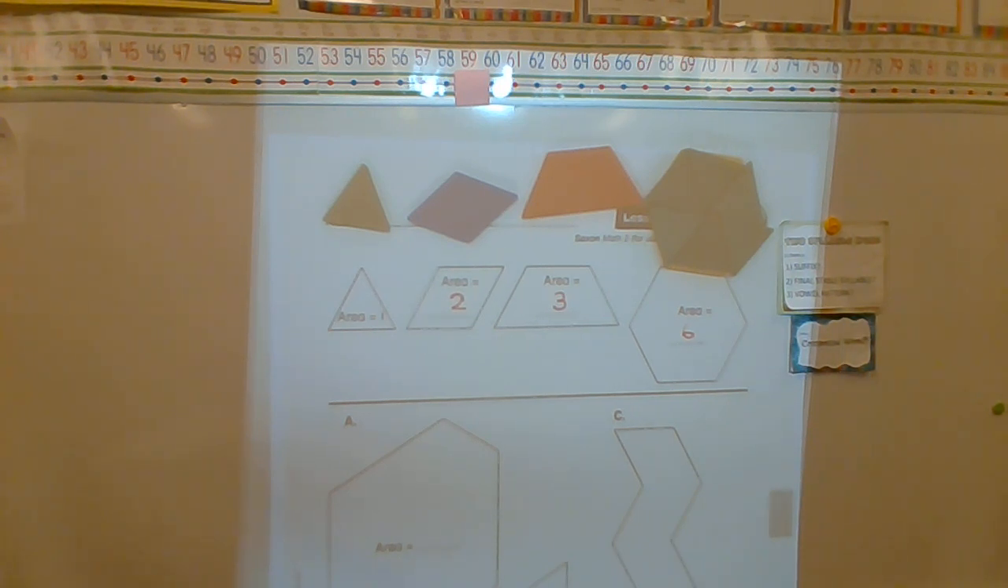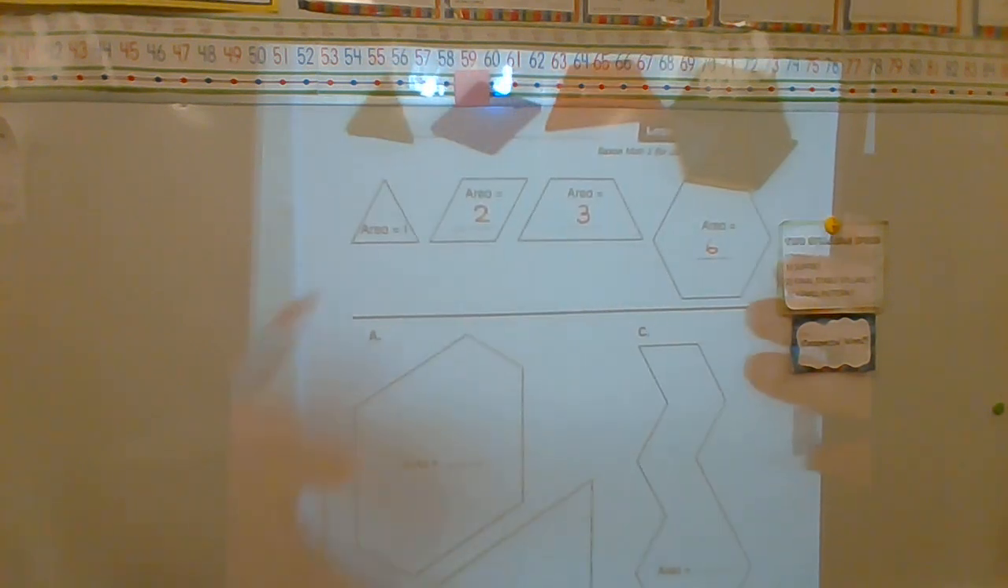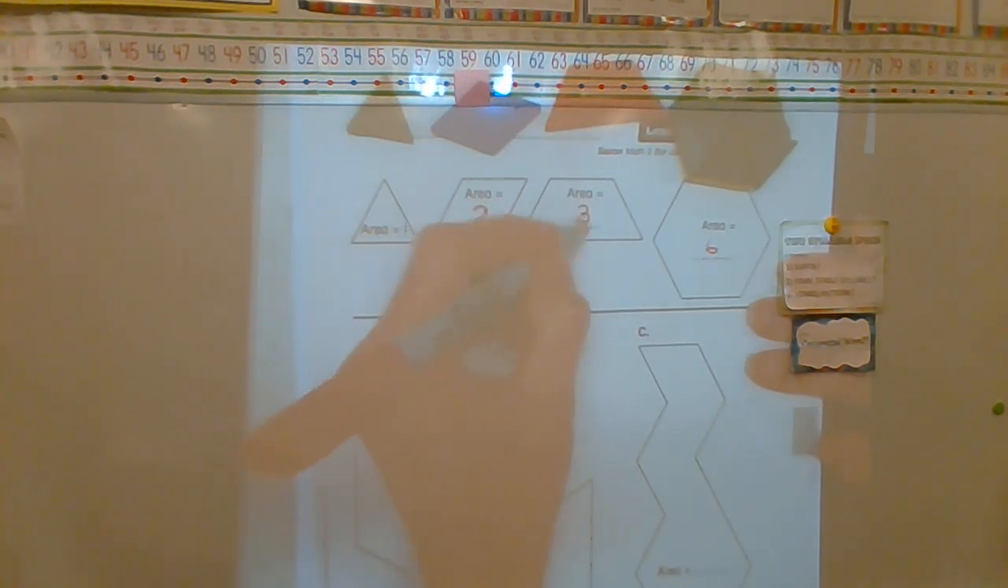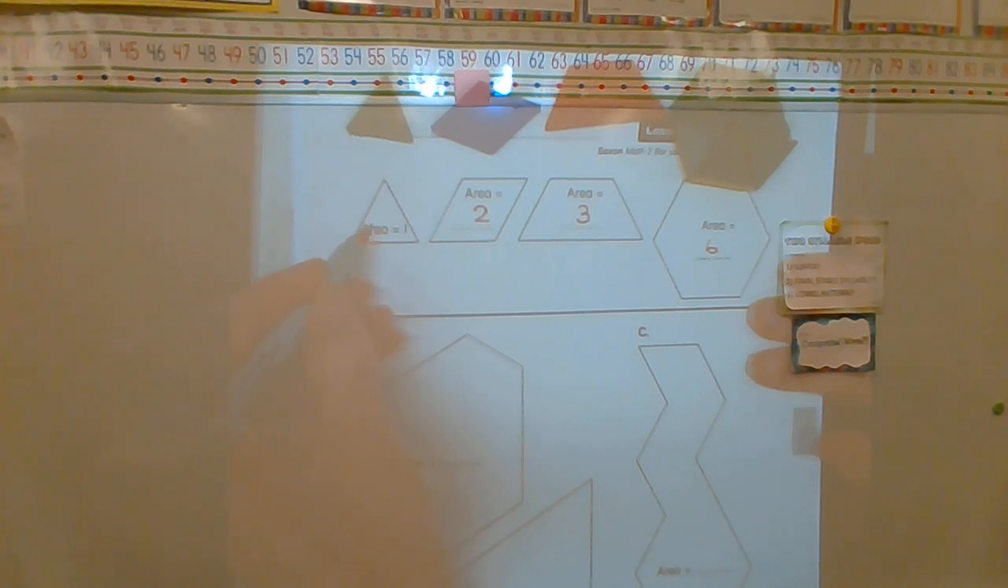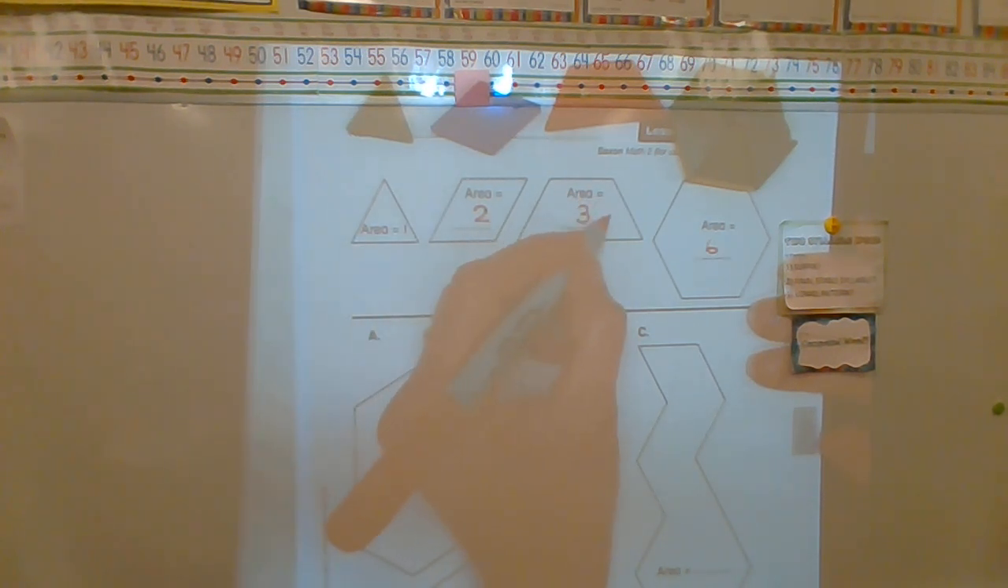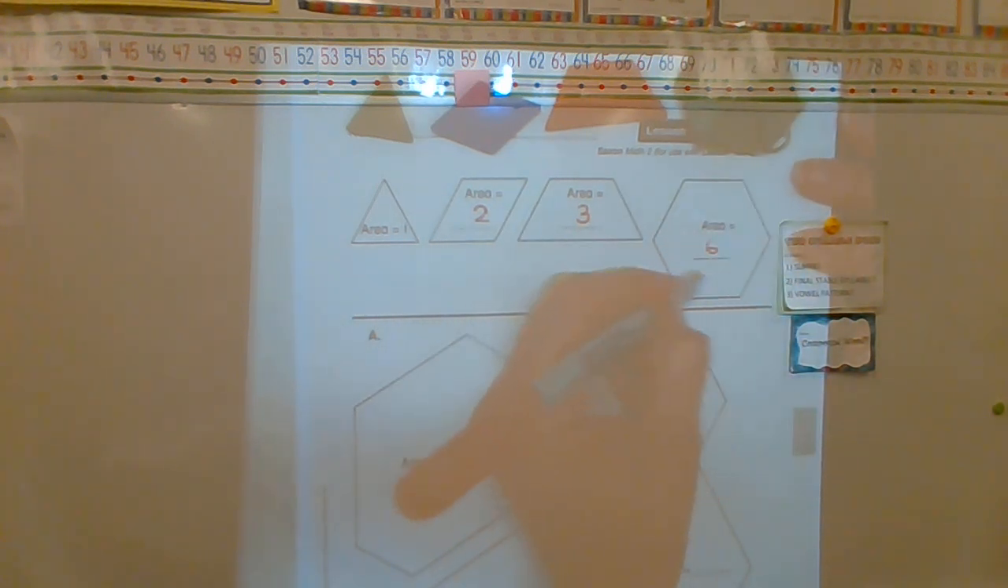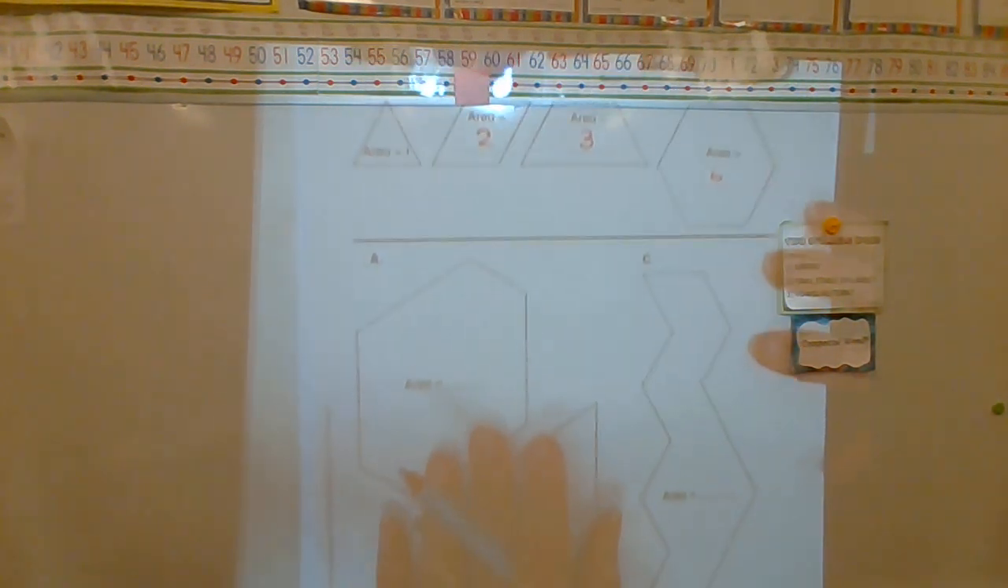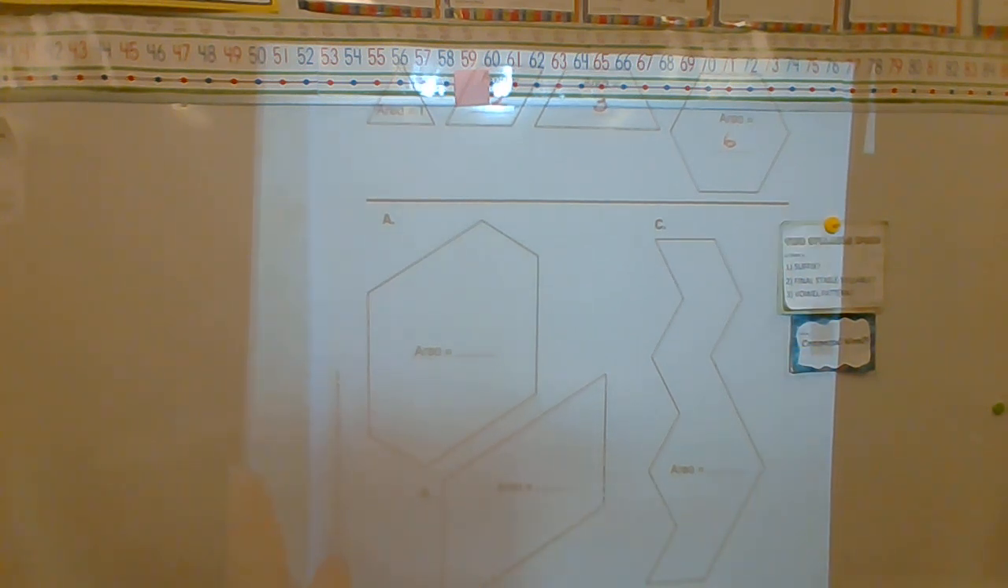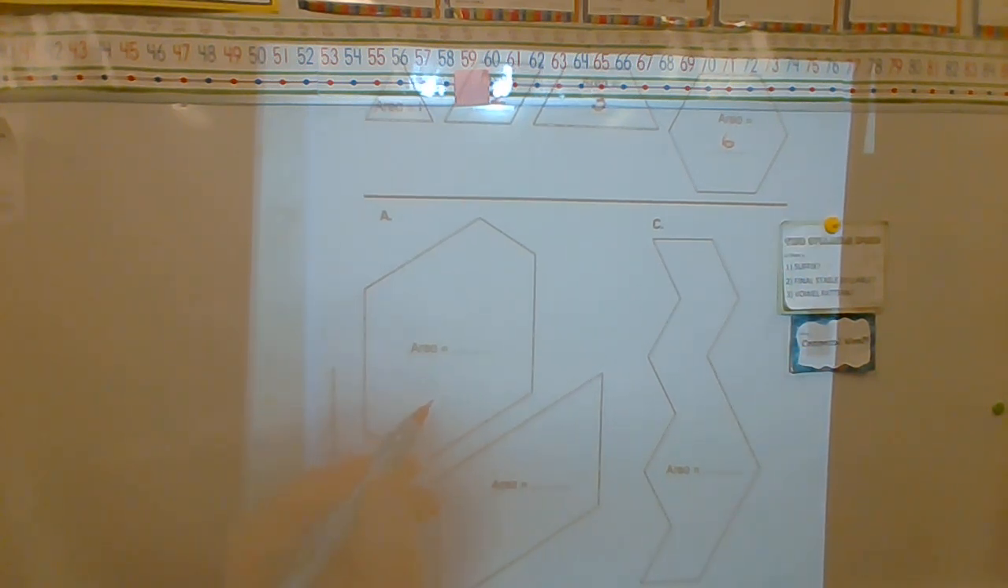Okay, now let's take a look at using the pattern blocks to find the area. So the area is what's inside a shape. There's one triangle in here. This would fit 2 triangles. This would fit 3 triangles, and this would fit 6 triangles. So the area is the inside measurement of a shape. Now, as we take a look here, which of these do you think will have the largest area?